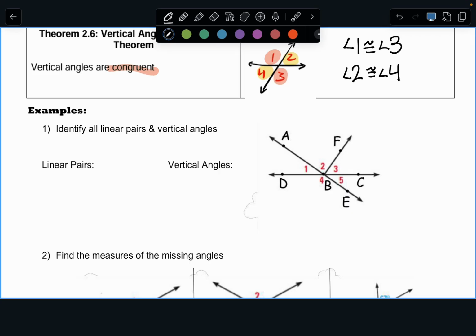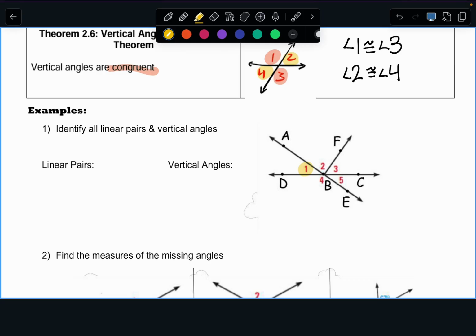So down here is just an example of identifying linear pairs and vertical angles. We're going to take this one step at a time. For linear pairs, let's look just at angle 1. Does angle 1 make a linear pair with one other angle on here? Does angle 1 make a straight line with any other angle? Angle E, there's no angle that has this vertex. So not angle E. Let's use the numbers in here, 1, 2, 3, 4, 5.